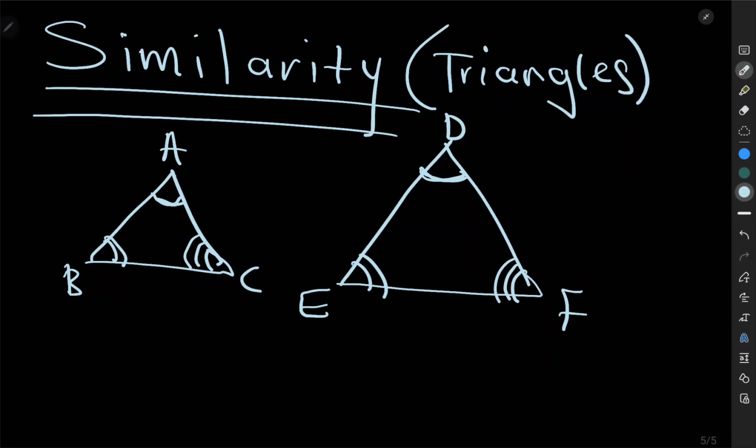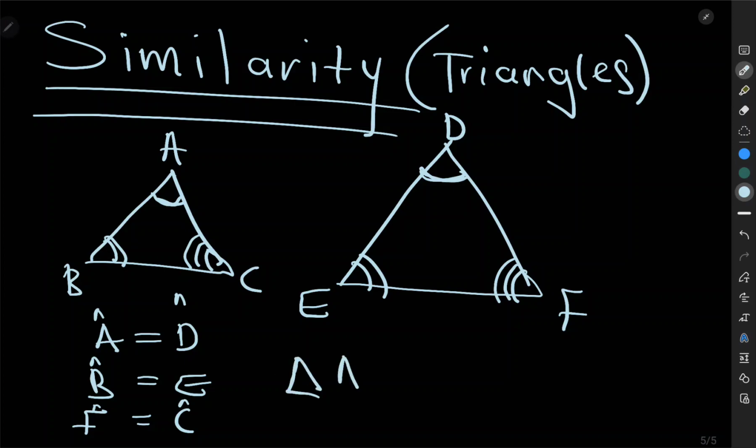Okay, so here obviously we have A. If we can deduce that A is equal to D, and we can also deduce that B is equal to E, and F is equal to C, or C is equal to F, then we can say triangle ABC is similar, so the sign for similar is these three bars, to triangle DEF.